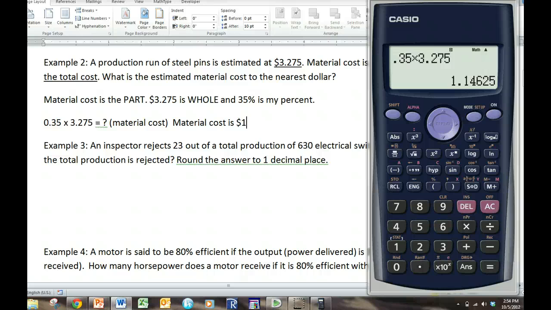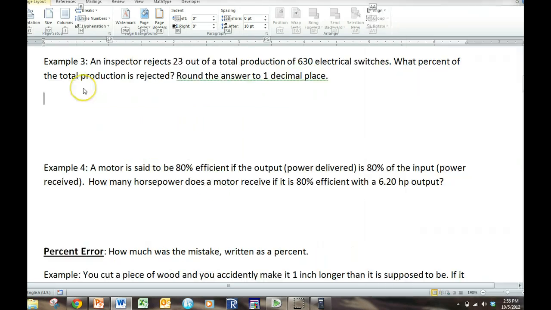It's rounded from 1.14625, but that's what they asked me to do. It says round it to the nearest dollar. Okay, let's move on to example 3.